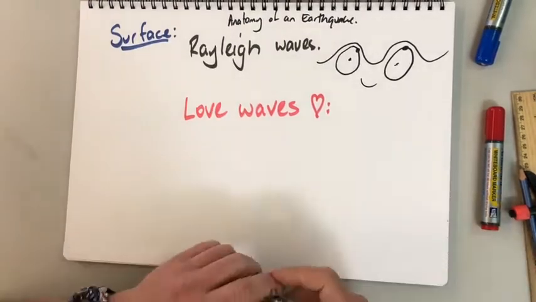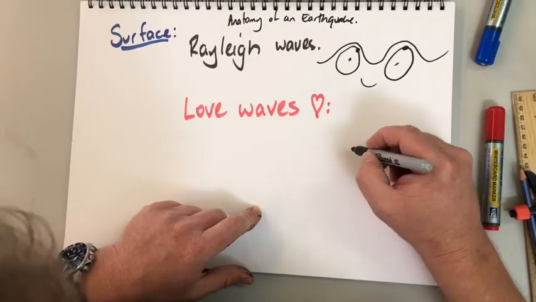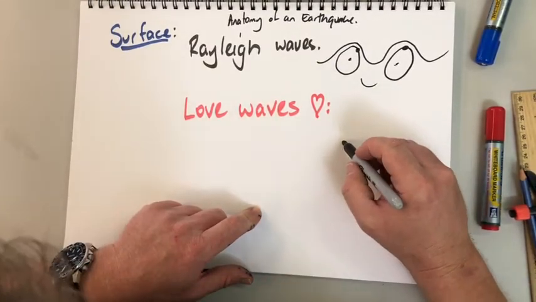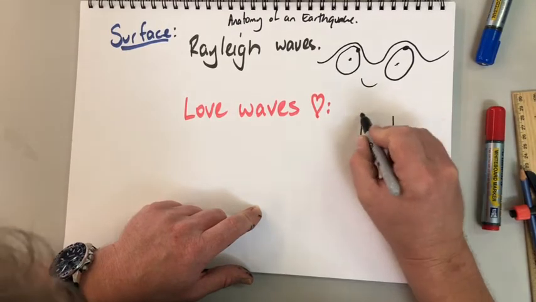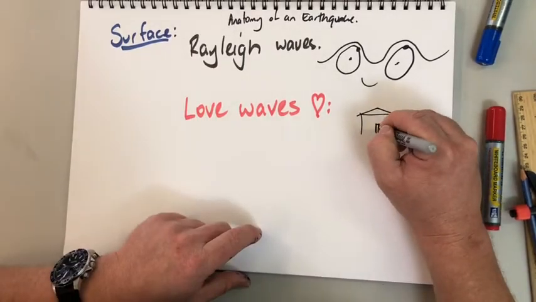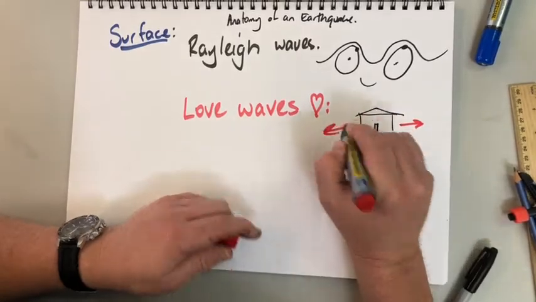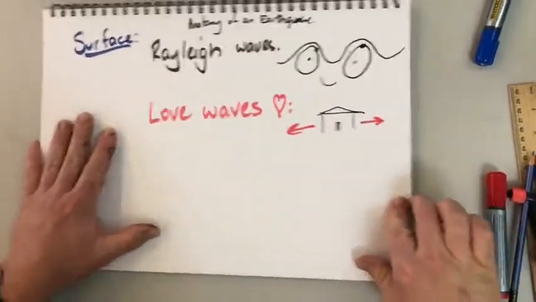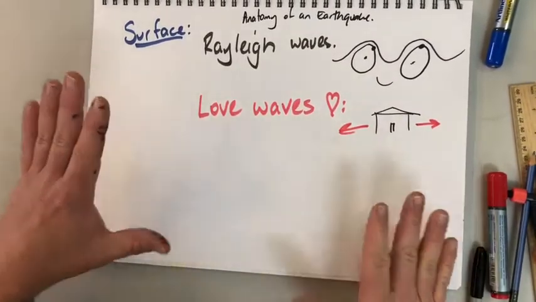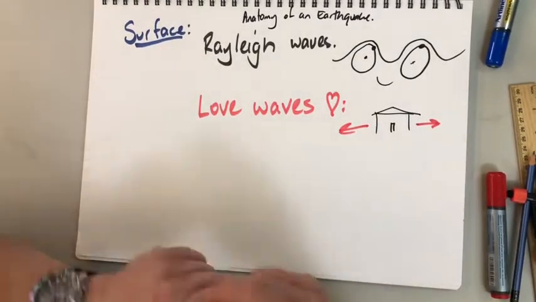Now, love waves are side-to-side movement. So if I draw a picture of a house, a love wave would be that house moving side to side, like this. So our surface waves are up and down, like elliptical.